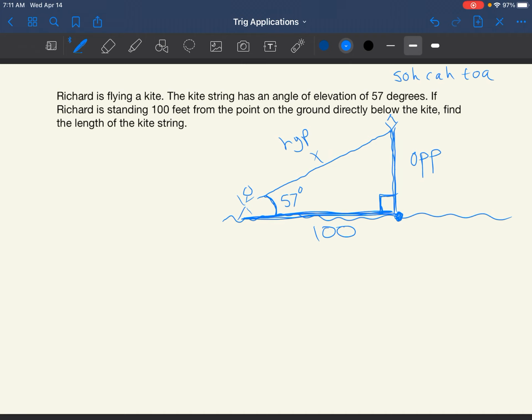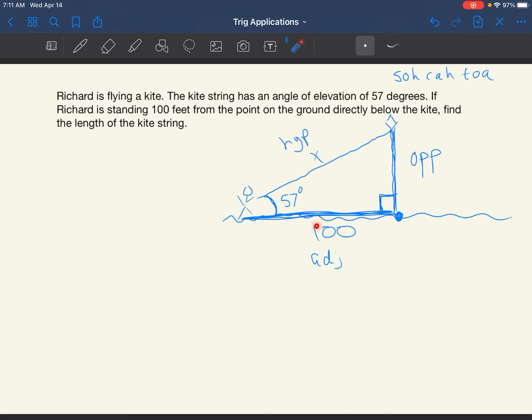And the only side we haven't labeled has to be the adjacent. So this is the adjacent. And now I've got to determine what am I going to be using. Am I going to be using the sine, the cosine, or the tangent? Okay, so let's see what we have here.